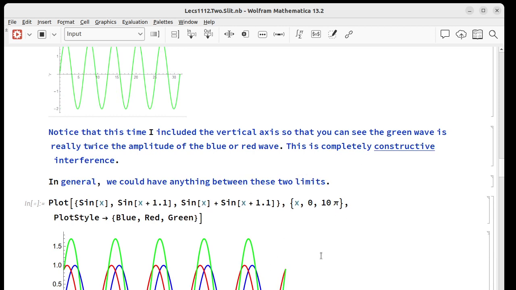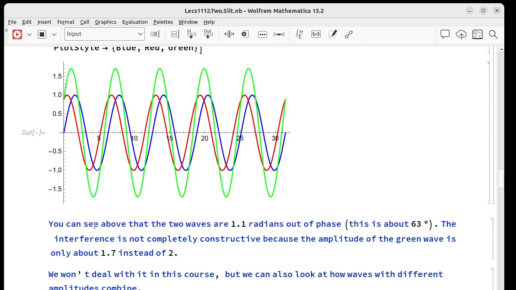We could in general have any combination of these things. Like here, the waves are not exactly in phase and they're certainly not out of phase. So when I add the red and the blue, I get this green wave that is larger at the higher points than either of these, but it's not as large as two of them. So this would be partially constructive.